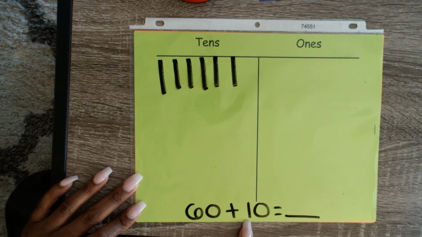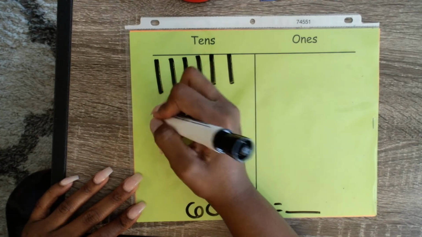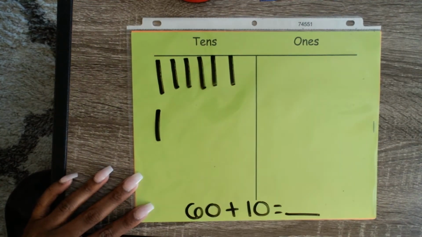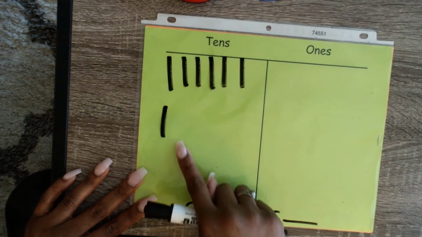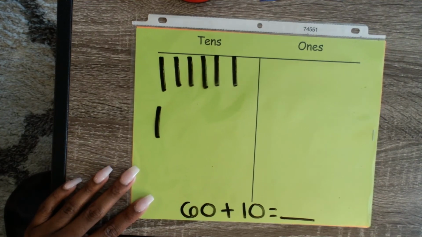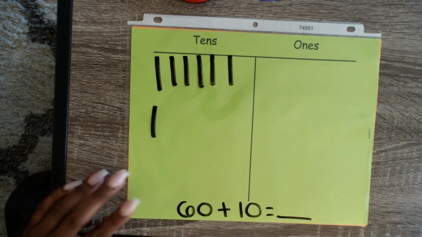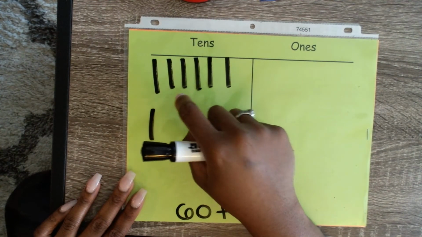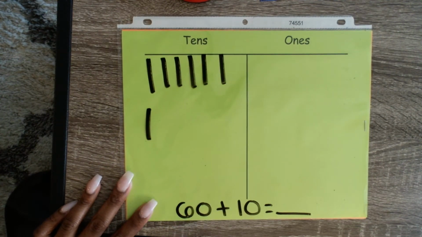Now it says plus 10. So now we're going to add 1 ten. I like to add mine underneath so that I can see the difference, okay? I always tell my students, build your first number up top and your second number at the bottom. Let's count to see if we have enough. So 110. Good job. Now we're going to count by tens to get our answer. You ready? 10, 20, 30, 40, 50, 60, 70. So I know that 60 plus 10 is what?